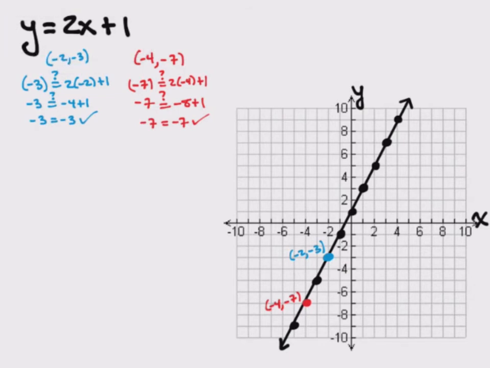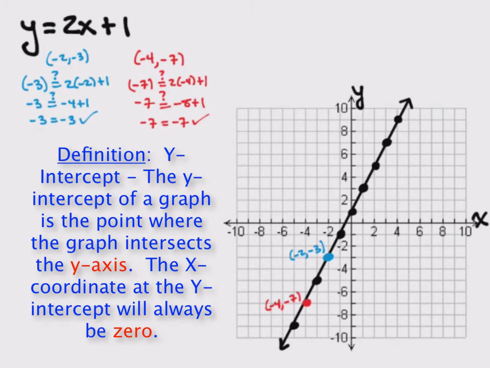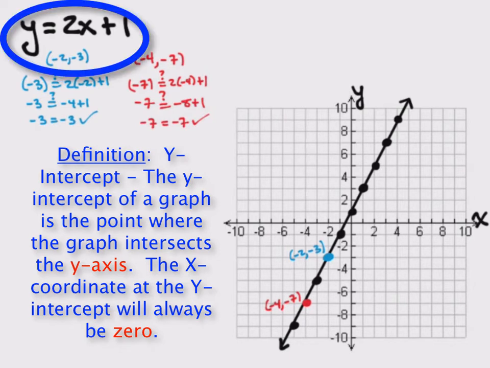Two very important points, and we're going to start by defining them. The y-intercept of a graph is where the graph intersects the y-axis. One thing that's really important is the x-coordinate at the y-intercept will always be 0. Now here it is, right here on our graph, but it's really helpful to also confirm our y-intercept algebraically. And all we do is we take our equation and we just substitute 0 in for x.